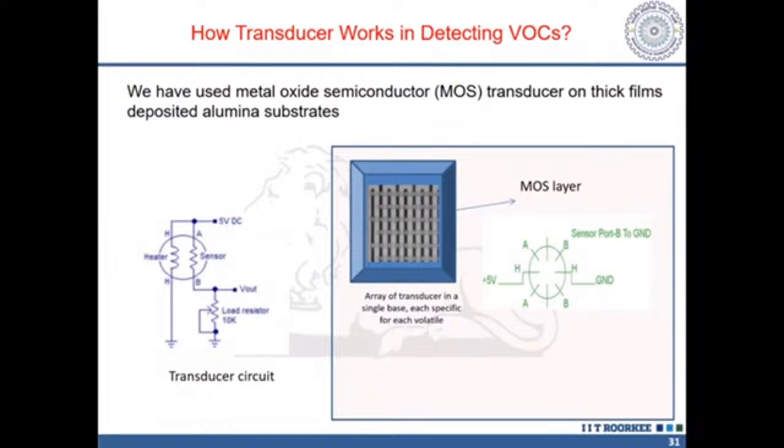So this is the principle. This is the sensor molecule, there is a small heater to warm up the metal oxide, and as soon as the volatile reacts with this sensor, it creates an electron depletion zone, and as a result, the load resistance will change and more and more current will flow.